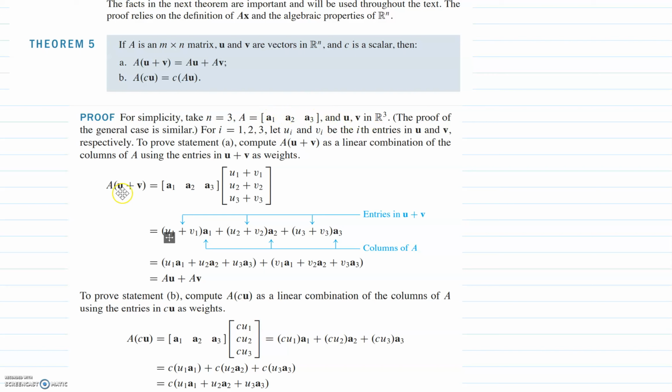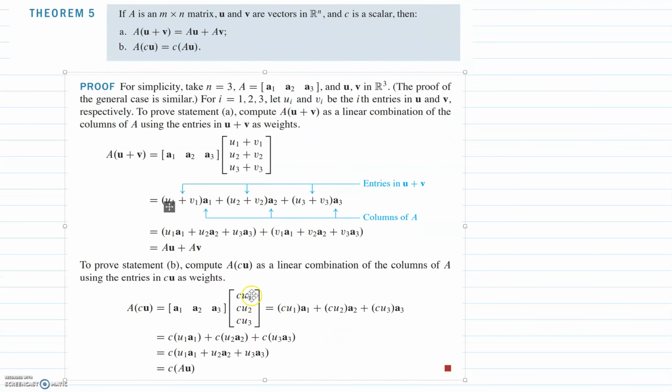Taking n equals 3, we just have 3 column vectors for A, and U and V are in R3. So what we're going to look at is matrix A on the left side here, times vectors U plus V. So we have A, and then the entries U1 plus V1 for the first entry of U plus V, U2 plus V2, and U3 plus V3. You multiply this out, you get this linear combination. You use your algebra, and you can see that's clearly AU plus AV. Then they did a similar thing with the scalar. You can clearly see when you put a CU1 here, that when you multiply it out, you're going to get CAU1. So you could check this out in the book. That is it for this section.